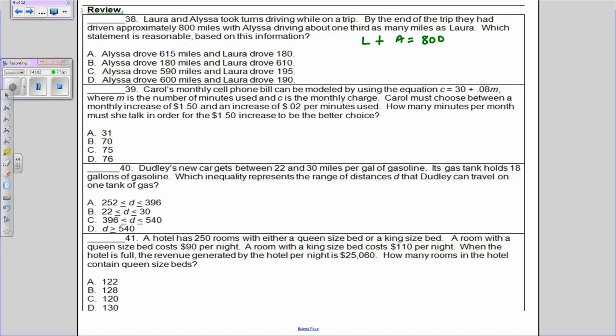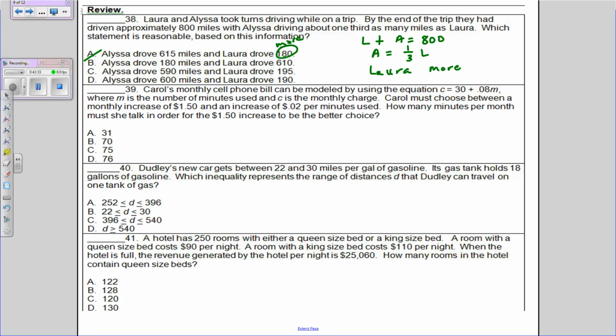So Alyssa equals 1/3 of Laura. Laura drove more. And then you will see this one is not hard to solve. You start thinking matrices or substitution, but then look at the answer choices. So in A, that's out because Laura needs to be higher. Laura should be more.